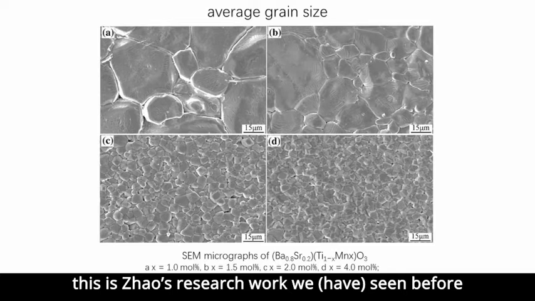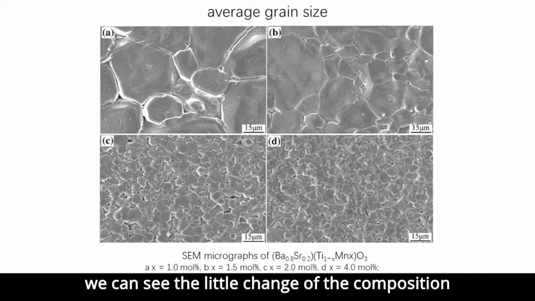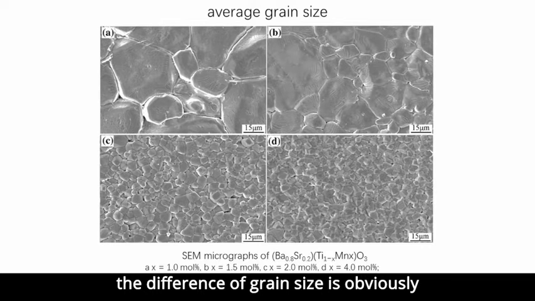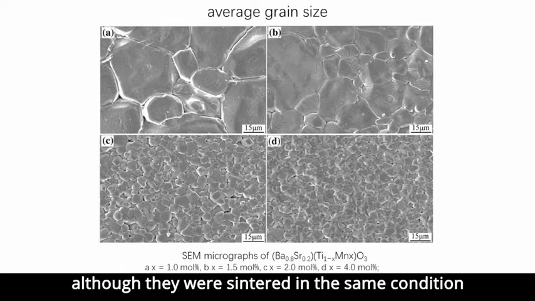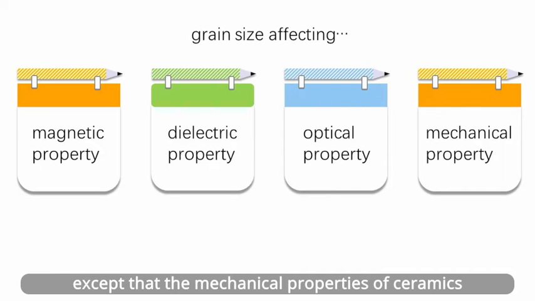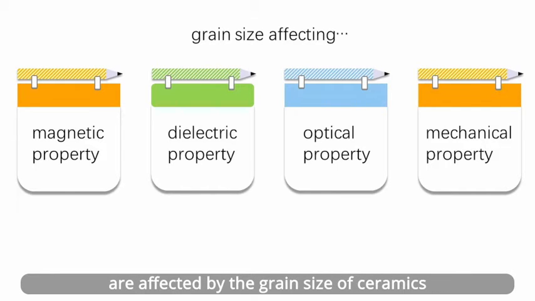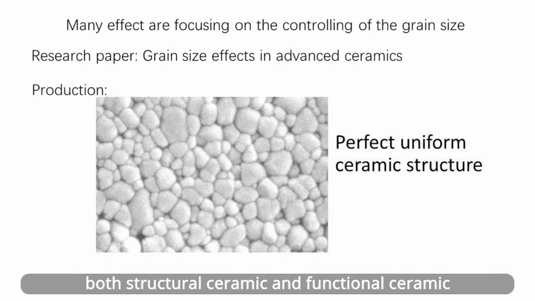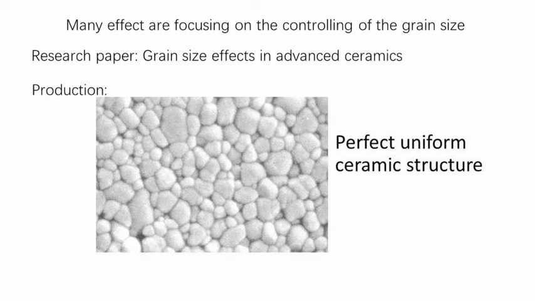This is Zhao's research work we saw before. We can see a little change of the composition. The difference in grain size is obvious, although they were sintered under the same conditions. Except for mechanical properties, the magnetic, dielectric, and optical properties of ceramic materials are also dependent on the average grain size. Therefore, grain size, for both structural ceramics and functional ceramics, must be controlled for their applications.